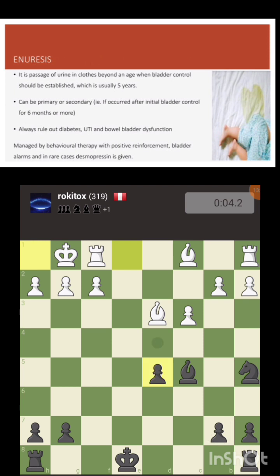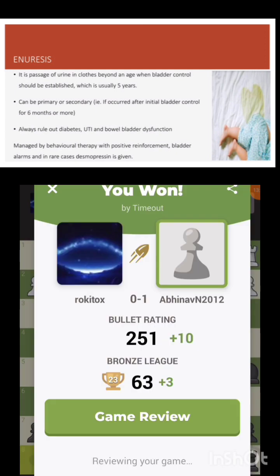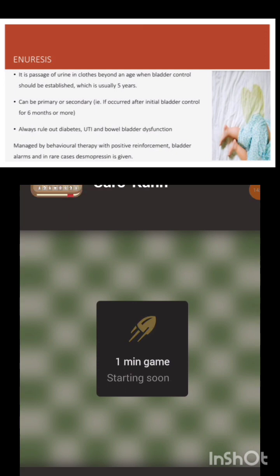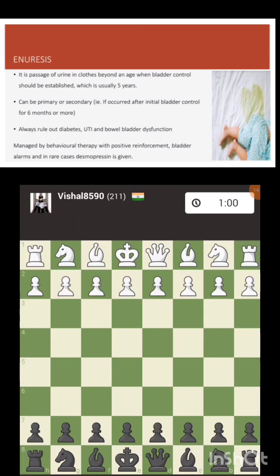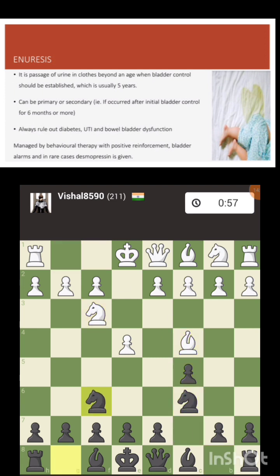Enuresis is the passage of urine beyond the age where there is bladder control. It is usually seen at around 5 years. It can be primary or secondary, occurring after initial bladder control or for 6 months or more. But you have to rule out diabetes, UTI, and bowel bladder dysfunction. It is managed by behavior therapy with positive reinforcement, bladder alarms, and in some cases desmopressin is given. This is commonly seen at night, when they wet their beds.